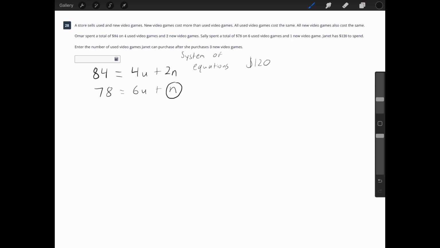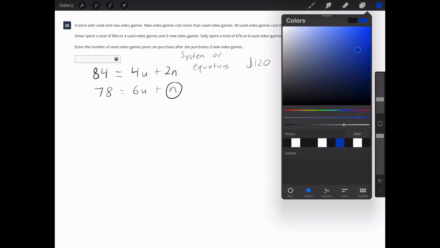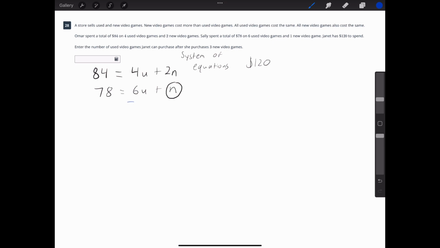To do that, we want to subtract 6u on both sides, right? That gives me 78 minus 6u is equal to N. And now I can take this part of my equation and plug it in for N in another one of my equations. How does that look?